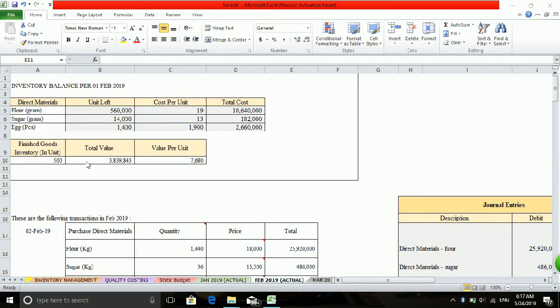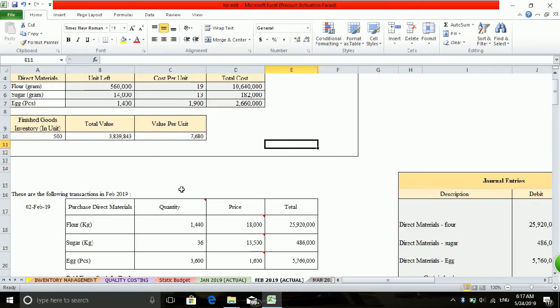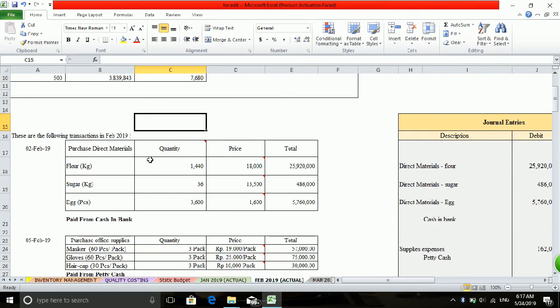Next is the transaction in February. This shows the inventory balance carried down from January. These are the following transactions in February in 2019.